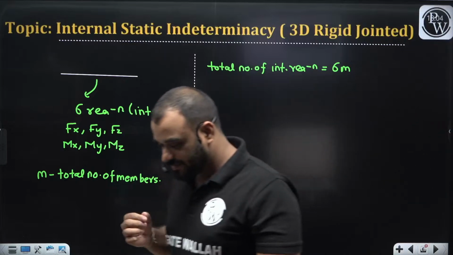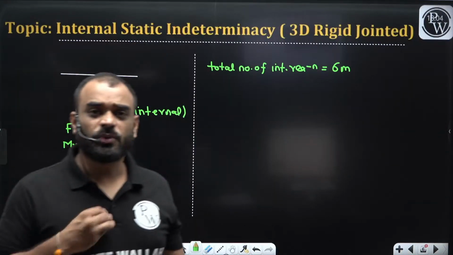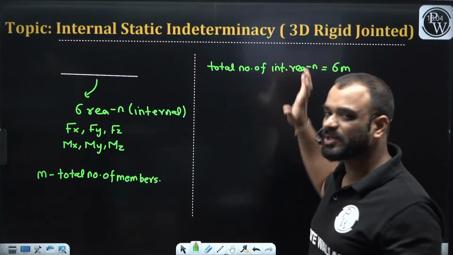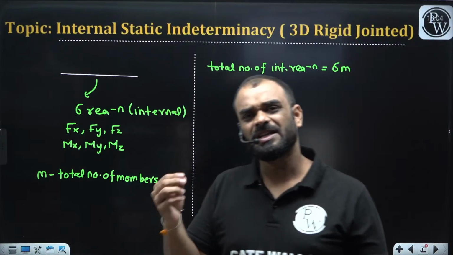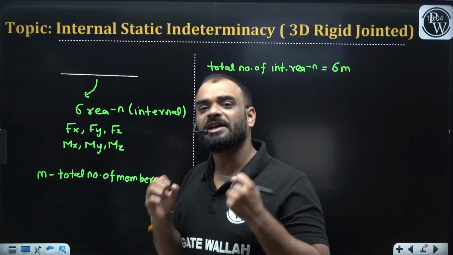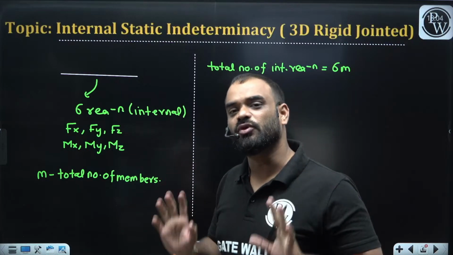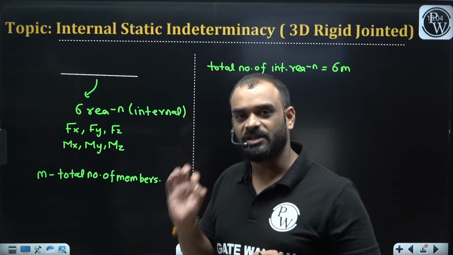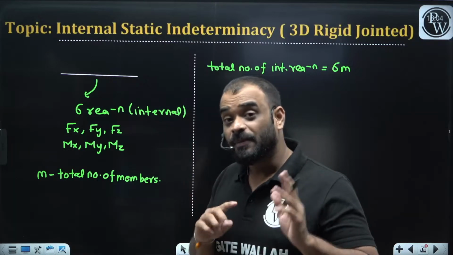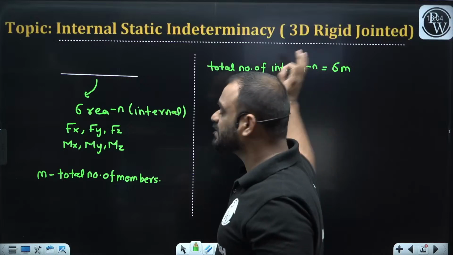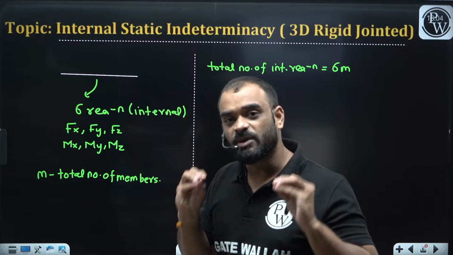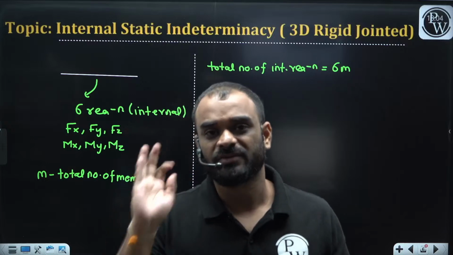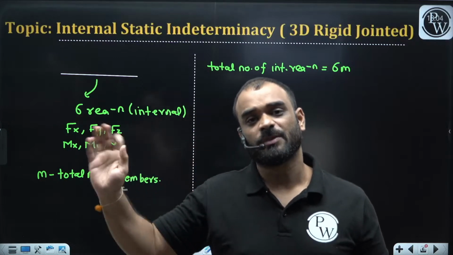Okay, 6m. Now guys, in a 3D rigid jointed structure we have joints also, and each and every joint will have joint equilibrium equations. In case of 2D, we have 3 joint equilibrium equations: summation Fx = 0, summation Fy = 0 and summation Mz = 0. But in case of a 3D rigid jointed structure, we have 6 joint equilibrium equations, and that is summation Fx = 0, summation Fy = 0, summation Fz = 0, Mx = 0, My = 0 and Mz = 0, right?